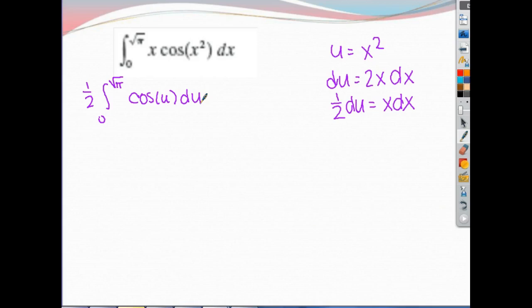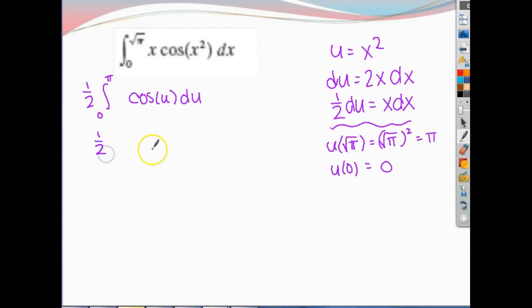So, how many of us like to change our bounds to start? I like to change the bounds. Okay, so let's change our bounds. Let's get rid of the x bounds and change them to u's. So I need to find u of the square root of pi, and u of 0. The square root of pi goes in for x, so you get the square root of pi squared. So my new bound becomes pi. Put in 0, 0 squared is 0. So my new bounds are from 0 to pi.